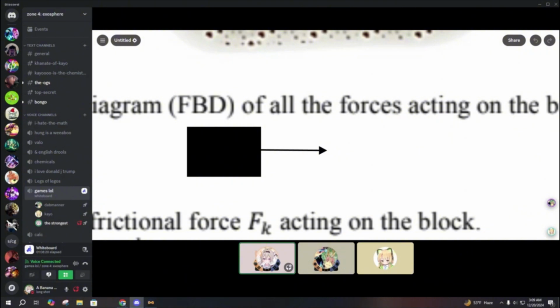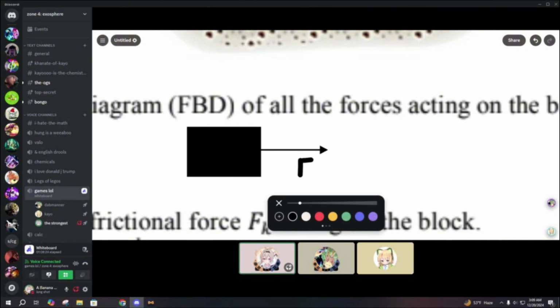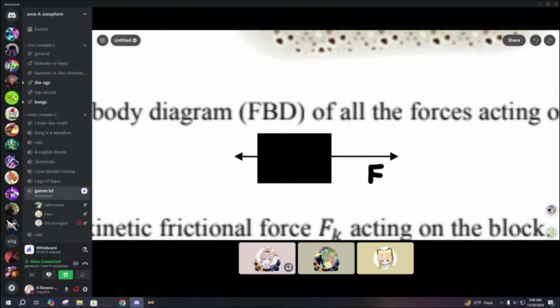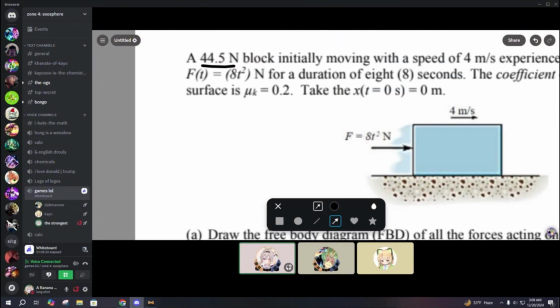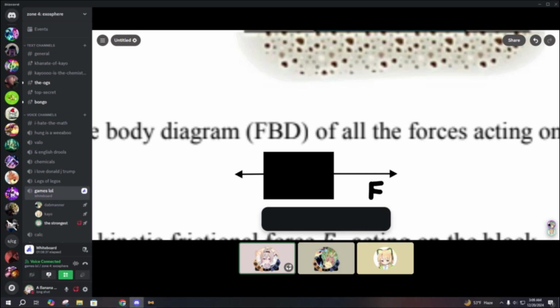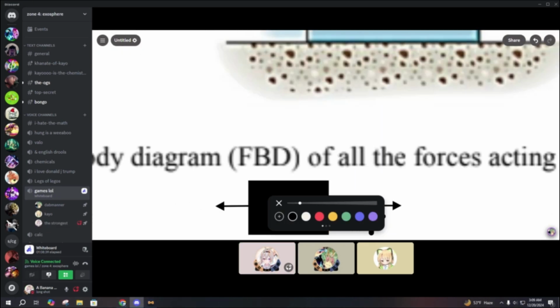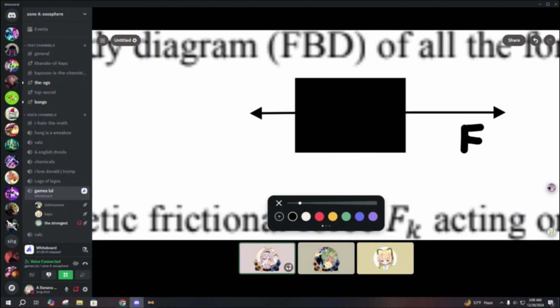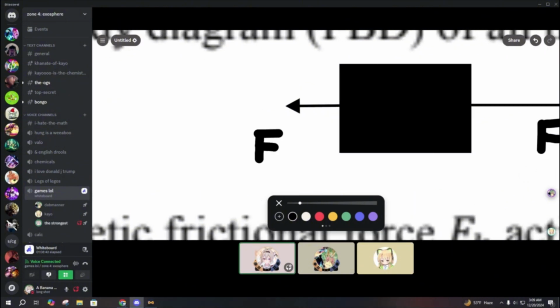Okay, so I'm going to draw the applied force, which I'll label F to respect the diagram. Then I'm going to draw the kinetic friction force, which will be smaller because it's kinetic friction, meaning it's in motion. So it'll always be smaller, but I can't scale it exactly because the force is always changing with respect to time. Well, as a function of time.